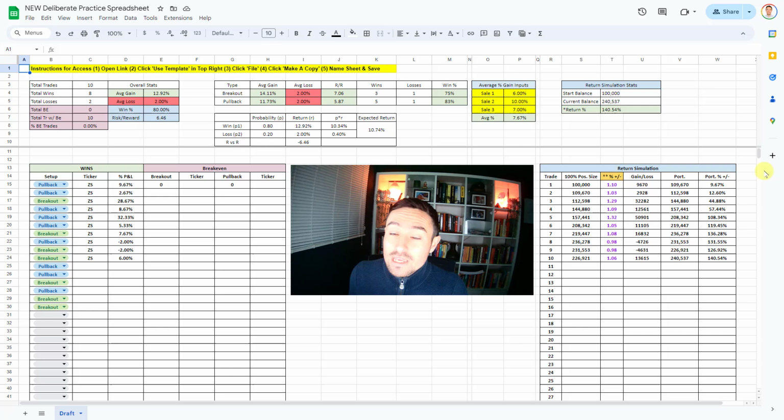You're going to see me working through bar by bar, and the trades that you're going to see return these results. So you're going to see a win rate of 80%. You're going to see a risk to reward ratio of 6.46. You're going to see the average gain comes in at 12.92%, and the average loss comes in at 2%.